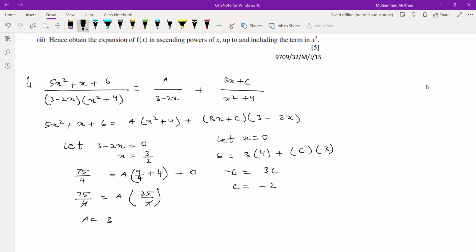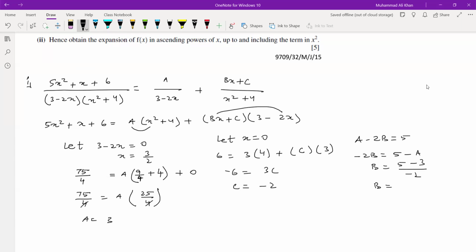And after that, the last thing, coefficient comparison: Ax squared minus 2Bx squared. So A minus 2B equals the coefficient of x squared, which is 5. We have to calculate the value of B. So minus 2B equals 5 minus A, and the value of B is (5 minus 3) over minus 2.